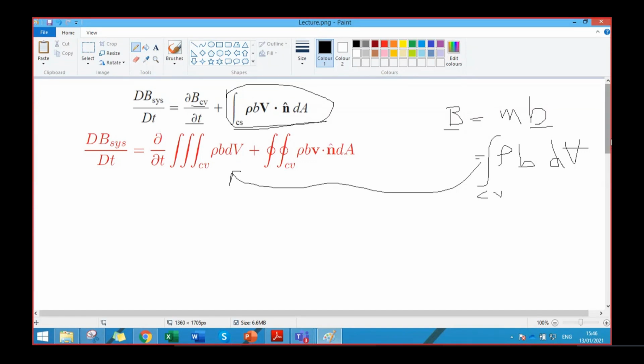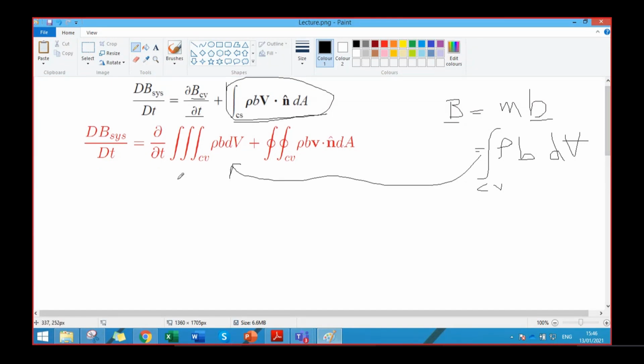Okay. So if the flow is steady, or if there is no change with respect to time, the first term would be 0, right? Yes. So in most cases, when there is no change with respect to time in the control volume, the first term is called the steady term, and it would be 0.